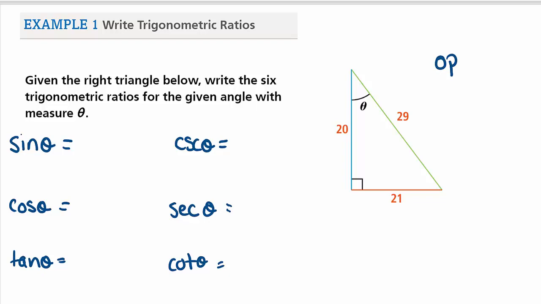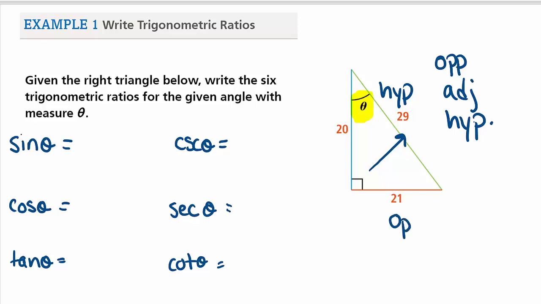So we need to use opposite, adjacent, and hypotenuse. Let's start with hypotenuse. It's always opposite of the right angle. So in this case, it's going to be 29. The angle is our theta. Opposite will be across from it, so that's going to be our length of 21. And then adjacent will be attached to the angle, and it'll be 20.